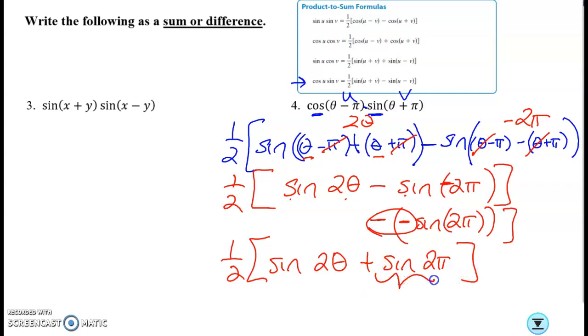And I'm not sure if in my notes I put in here that the sine of 2 pi is equal to 0 or not, but you could simplify this to 1/2 sine of 2 theta.